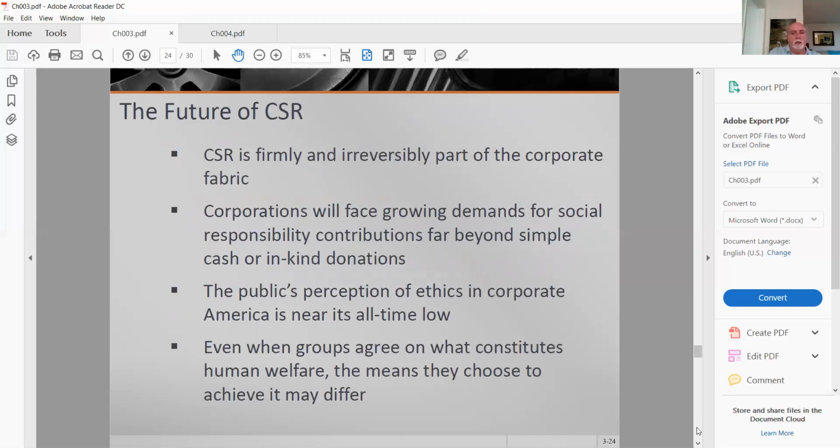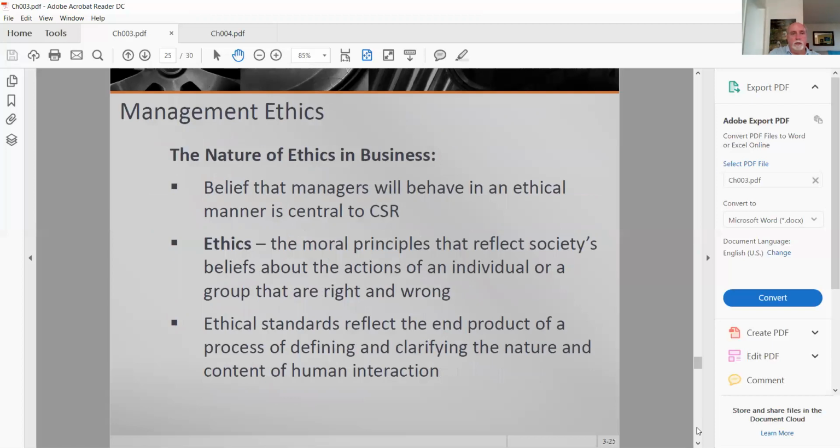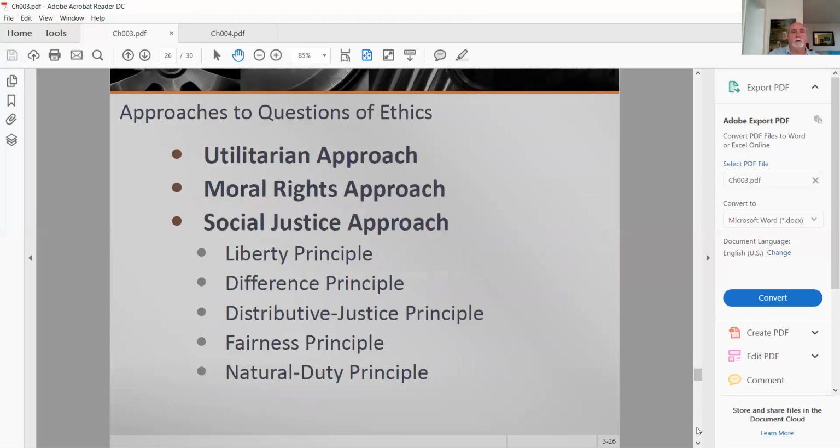And even when groups agree on what constitutes human welfare, they choose to achieve it differently, okay? As for the nature of ethics, all managers believe they behave in an ethical manner, okay? And ethics is the moral principles reflecting society's beliefs, fine, okay? There are all sorts of approaches: utilitarian, moral rights, and social justice approaches.